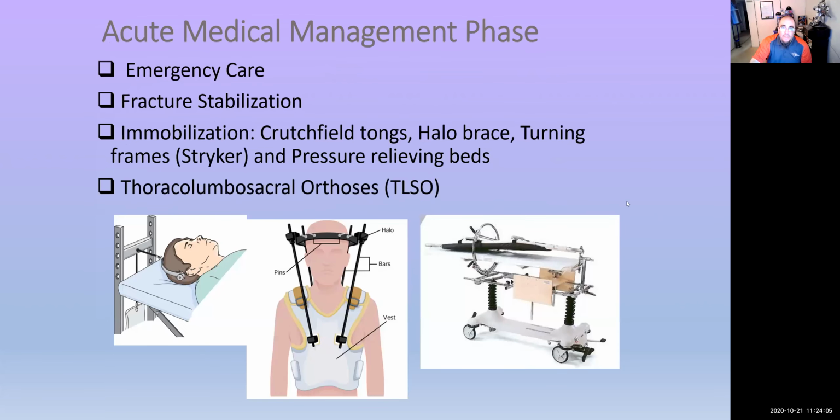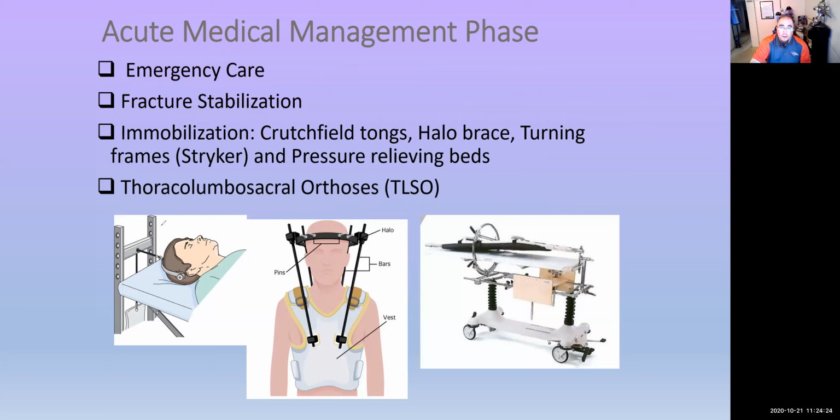So in the acute medical phase, we're going to do emergency care. They're going to come in. The first thing we're going to do is stabilize the spine. That's fracture stabilization. We may do immobilization. We may do crutchfield tongs. We may do a halo brace, turning frames, pressure relieving beds, stuff like that.